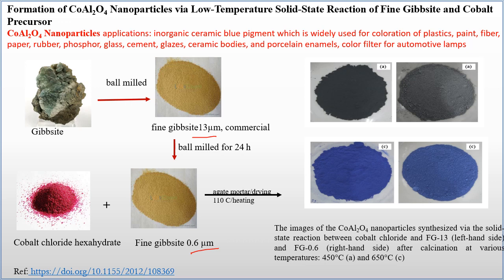So what they have done, they have taken gypsite and ball milled it to get a fine powder of 13 micron size. Then they again ball milled this 13 micron powder for 24 hours to reduce the size to 0.6 micron, and they studied the reaction with cobalt chloride hexahydrate. On reaction, first this dark or charcoal colored product was formed, and then after calcination at 450 and 650 degrees centigrade, the products formed were of completely different color.